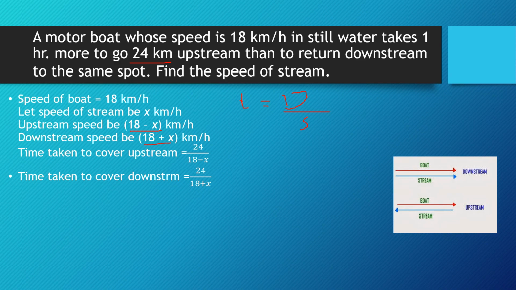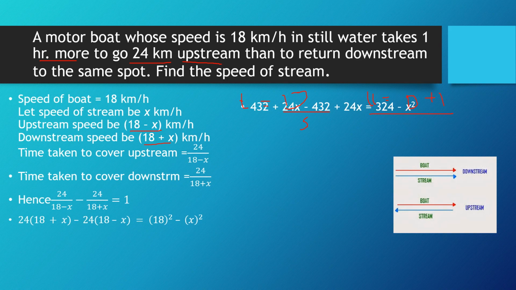Now we know that upstream is taking 1 hour more than downstream, that is plus 1. So it becomes upstream minus downstream should be equal to 1. You can see from here, upstream minus downstream should be equal to 1. Now I'll solve this by cross multiplication. I'll not go into much detail of the solving.